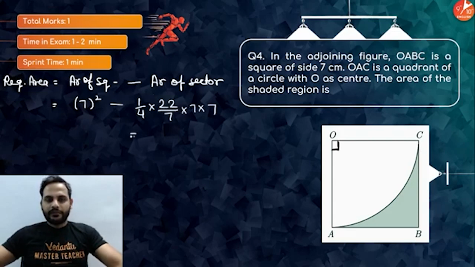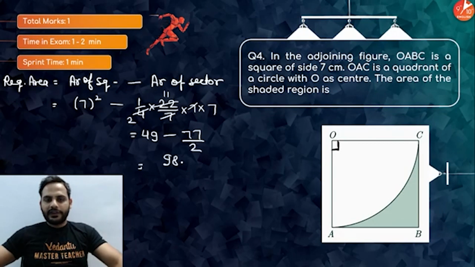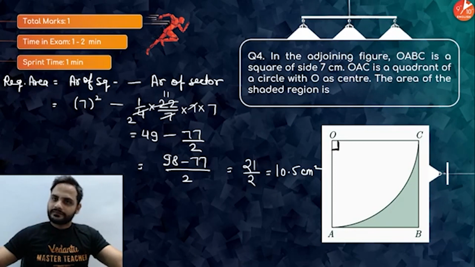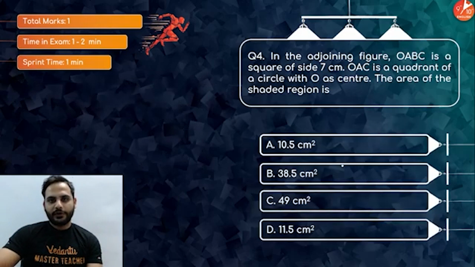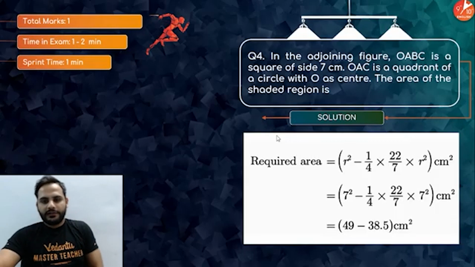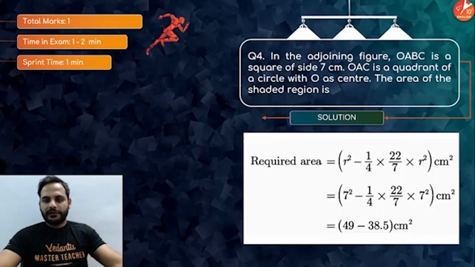All right, so 7 square is 49 minus, here 7 to 7 got cancelled, 2s are 11s are 11 to 7 minus 77 by 2. Take LCM, 49 to the 98 minus 77 by 2, which is equal to 21 by 2, which is equal to 10.5 centimeter square. ठीक है, so the answer for this will be 10.5 centimeter square. It is your option A. ठीक है बच्चों, option A will be your correct answer. All right, option A हमारा correct answer हो गया.